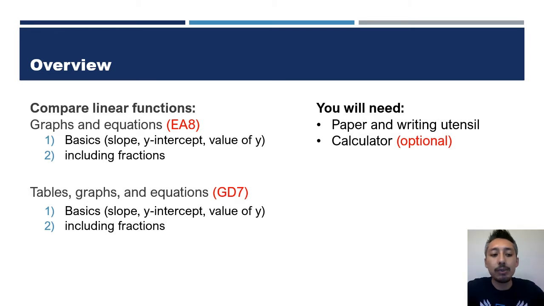For the second section, when we start talking about tables, we're going to be reviewing the same things, but we're going to also talk about obviously how it's different because now we're working with tables instead of just graphs and equations. For this lesson, you will need some paper and a writing utensil. There are several things that I definitely would recommend that you take notes on, and there are some portions where you can use a calculator. I actually will recommend that you use a calculator for today's lesson.